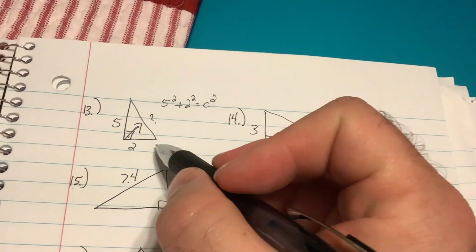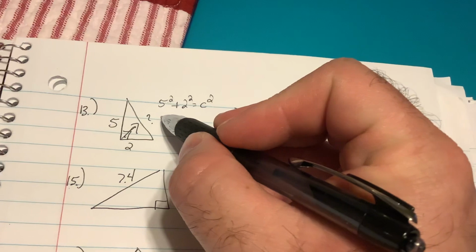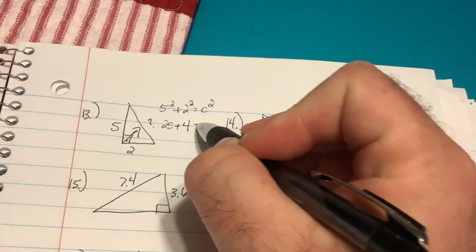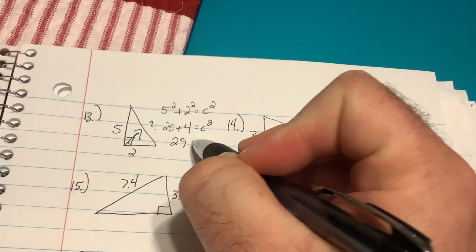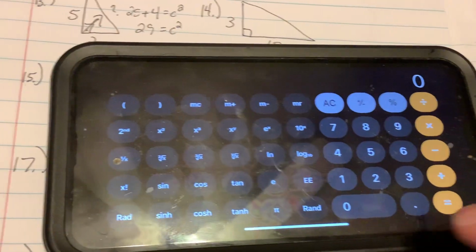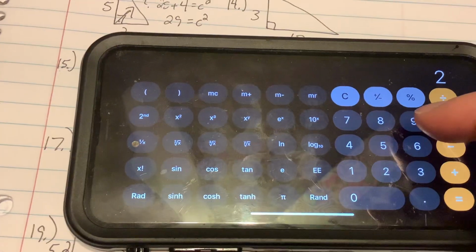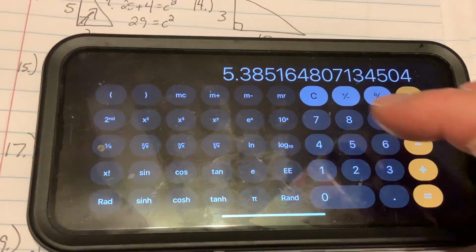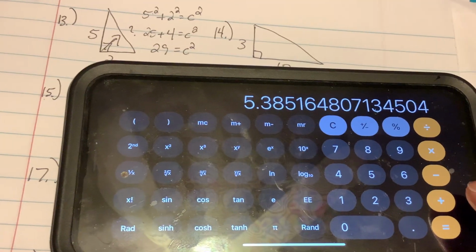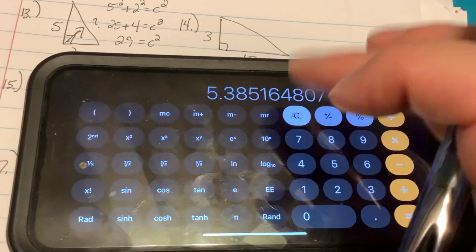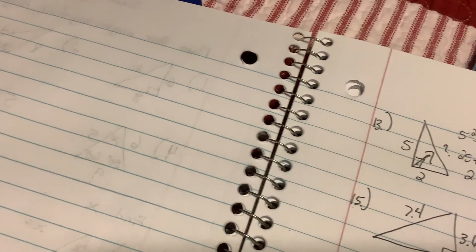It doesn't matter what order you put those in. Here's the 2 legs, so you just put those and you add them. So 25 plus 4 equals c squared, so 29. And then you just need to square root 29. I got my bigger calculator here, 29, and then square root. Okay, and so it's 5.4 rounded to the nearest tenth. So let's put that on there, 5.4.